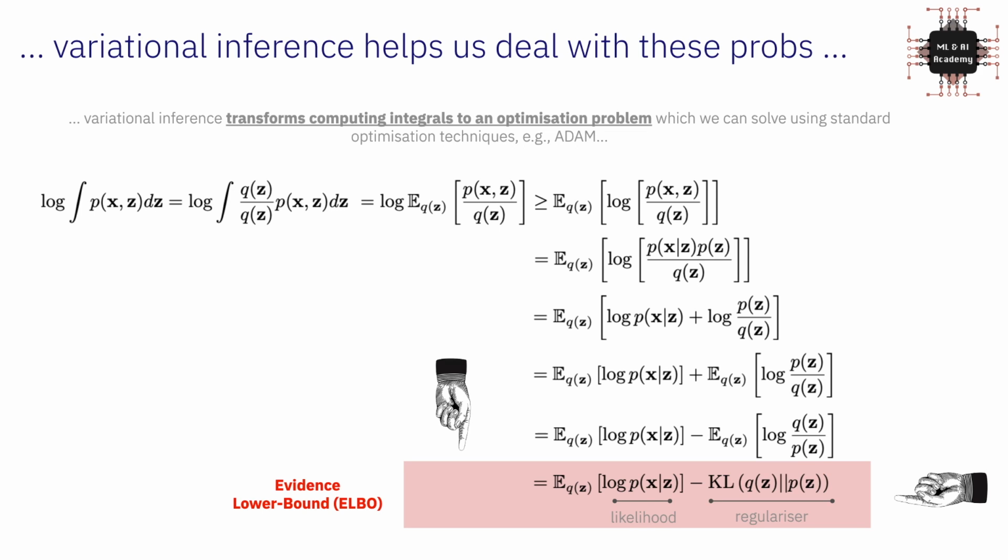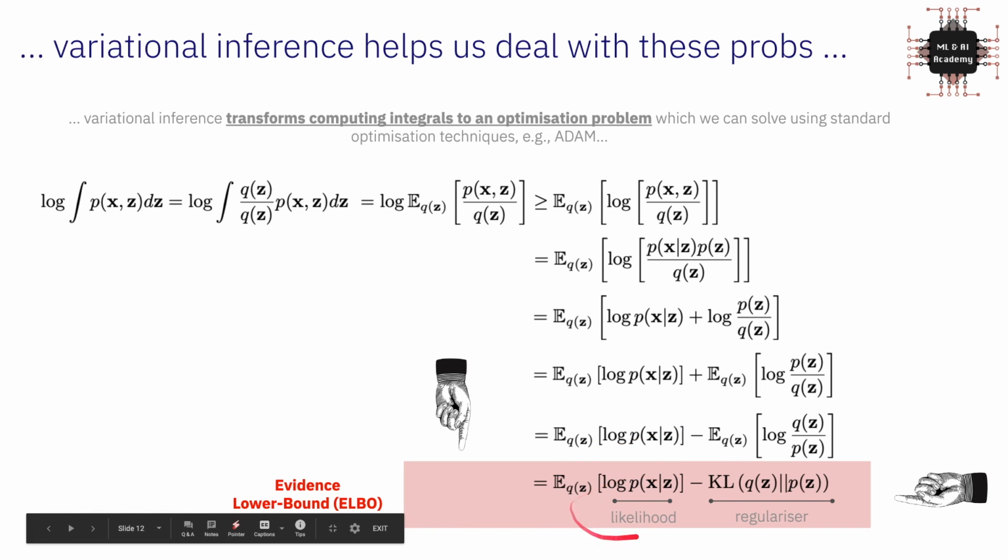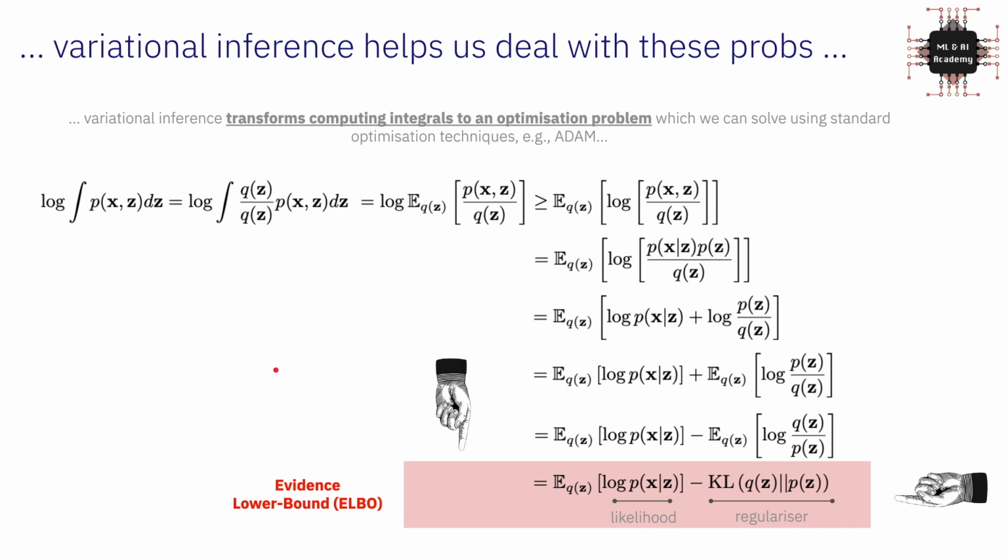And now in this equation, it popped up that, okay, let's try to fit the data we've seen, but also let's not deviate a lot from our regularizer. Now, please note that I came to this equation, the evidence lower bound, or the ELBO, from the marginal. You could have done this equally from the posterior.